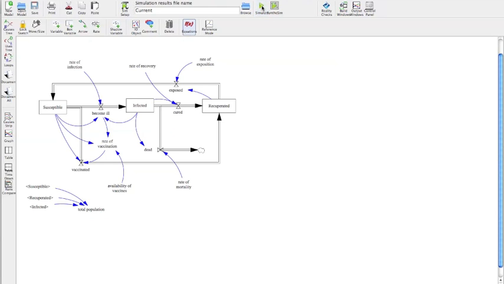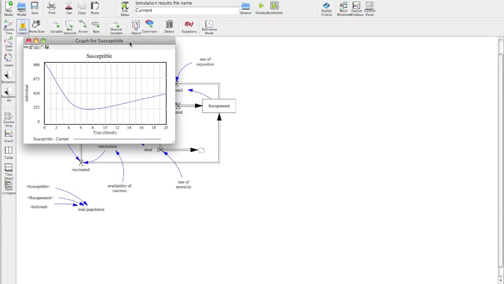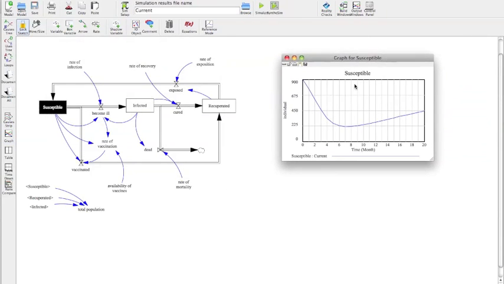Go to simulate. It runs very quickly, and then we can start graphing, so let's start doing that. Let's see what happens to the susceptibles. Remember, they started at 900. If you look at the graph, the susceptibles start at 900. They drop because they become infected. They're no longer susceptible.